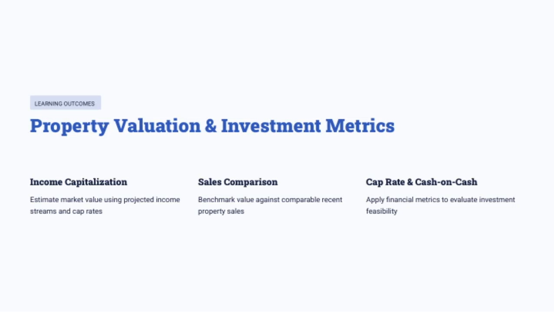Now, let's explore how we can apply financial metrics to evaluate whether an investment is feasible. First, we have the cap rate and cash-on-cash metrics. These are essential because they help us assess the property's income-generating potential relative to its price and the actual cash invested. Next, we look at benchmarking the property's value against comparable recent sales.